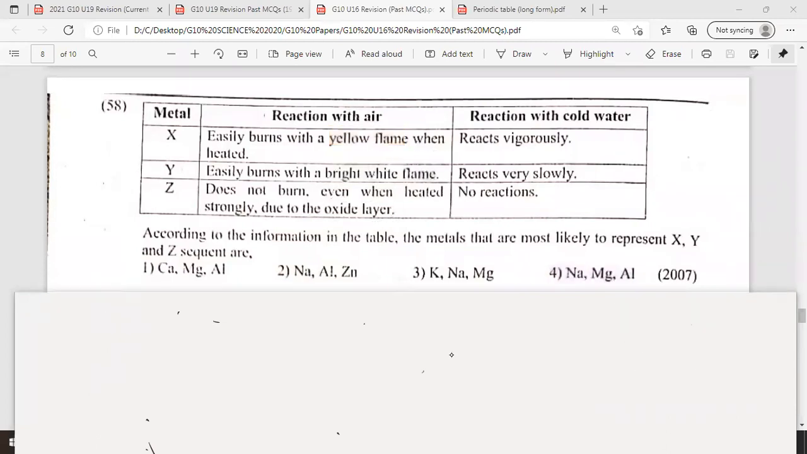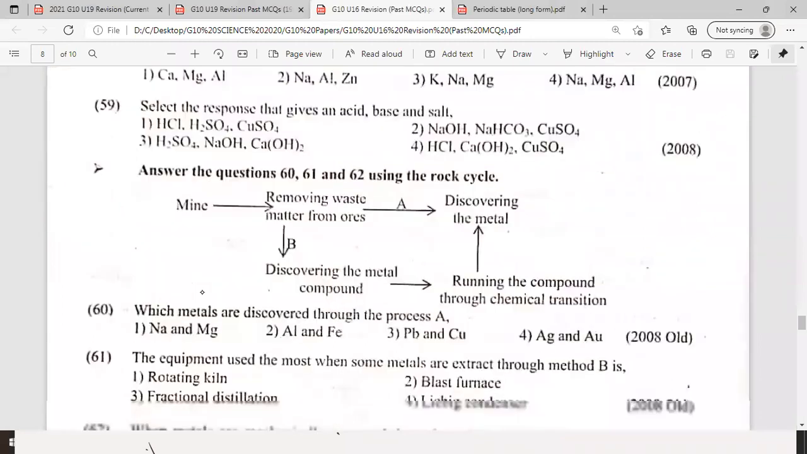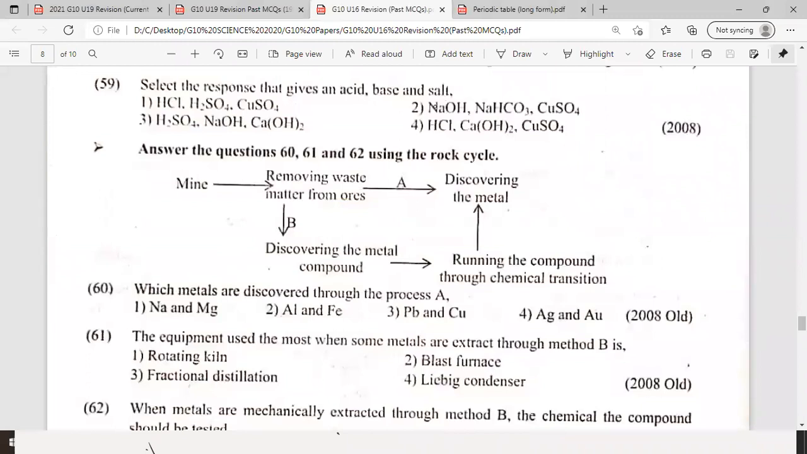Then question number 59. Select the response that uses acid, base and salt, respectively. So look at the answers. Out of the answers given here, the first one should be an acid. Okay, acid, correct. This is wrong. Why? Because the first one is a base here. Sodium hydroxide is a base. You can't take that. So omit the second answer here.